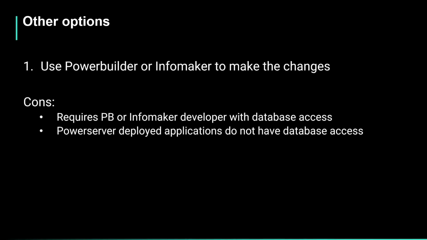So the other options, there's really two main ones. The typical one is to actually use Power Builder or InfoMaker, connect to your database, pull down your data window, make changes to that data window, and save it off. So it's a fairly standard way of doing it. It does require Power Builder, and it also requires that Power Builder and/or InfoMaker have database access. For something like Power Server, you do not have database access in most cases, particularly if you're an ISV. In some cases you might, but typically you do not.